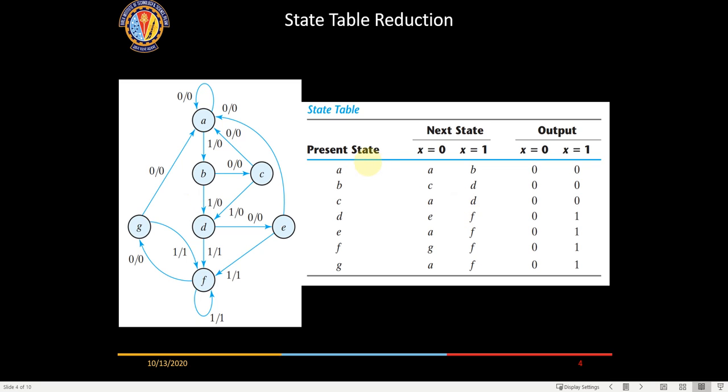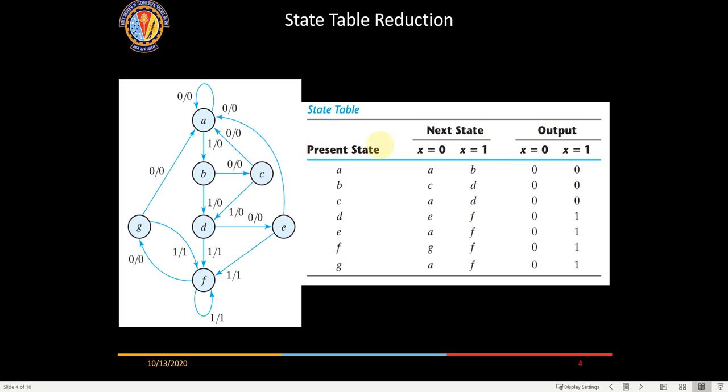So this is the present state table. You have A, B, C, D, E, F, G. This we have done in the last class, so we are going to do exactly the same. So this is the next state. This is the input. So input could be either x is equal to 0, or the input could be x is equal to 1.